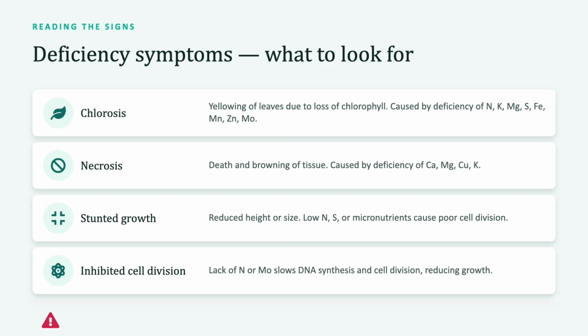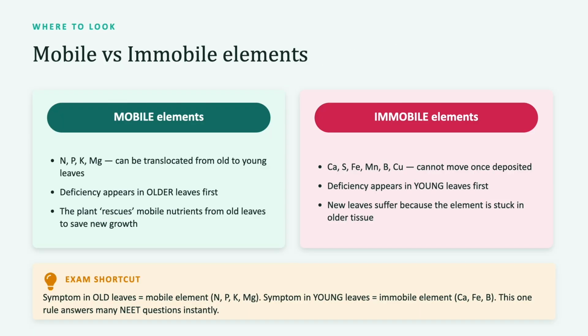The trick for the exam is knowing where on the plant symptoms appear first, and that depends on whether the element is mobile or immobile. Let us see the next. This slide is an exam gold mine. If a question describes where on the plant a deficiency symptom appears, you can immediately narrow down the element.